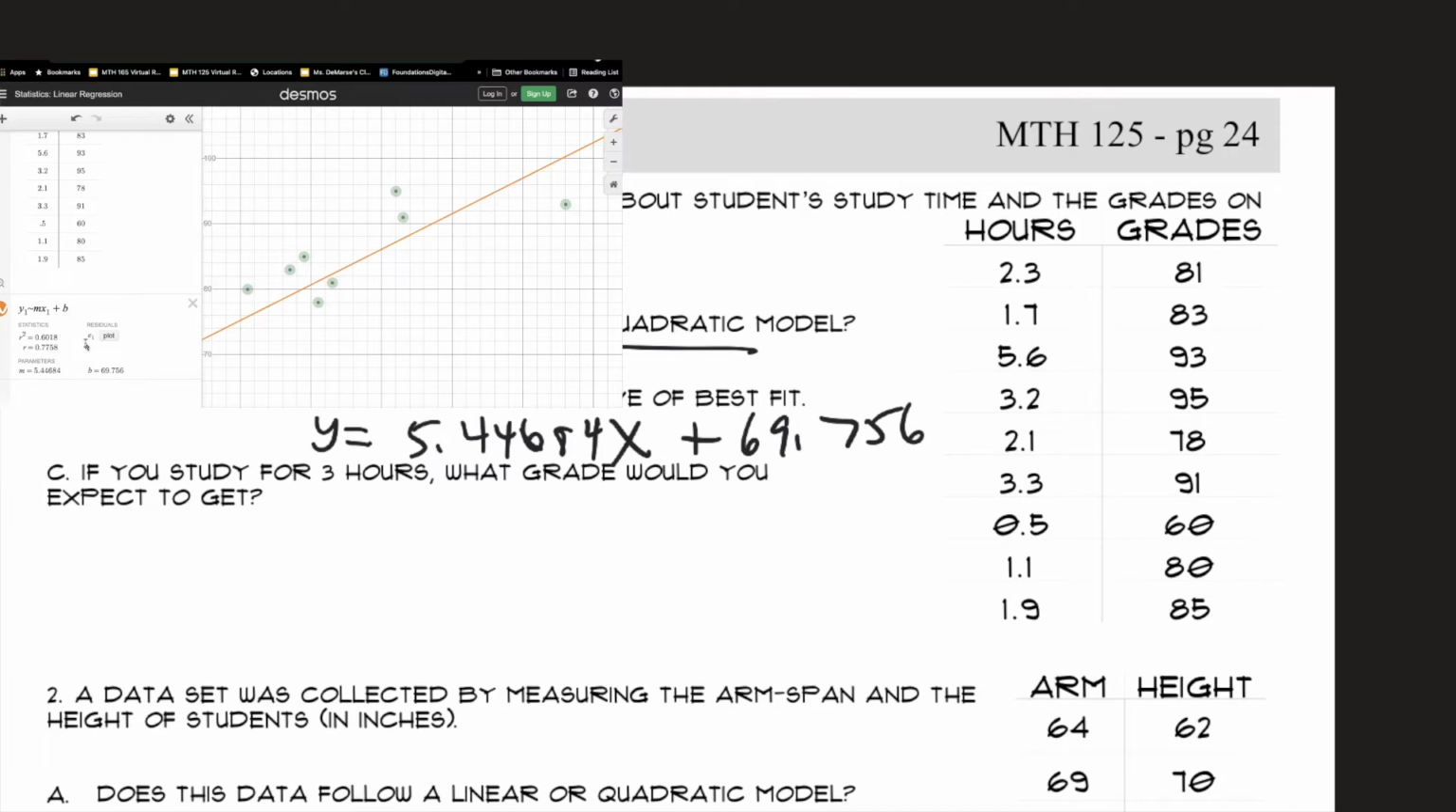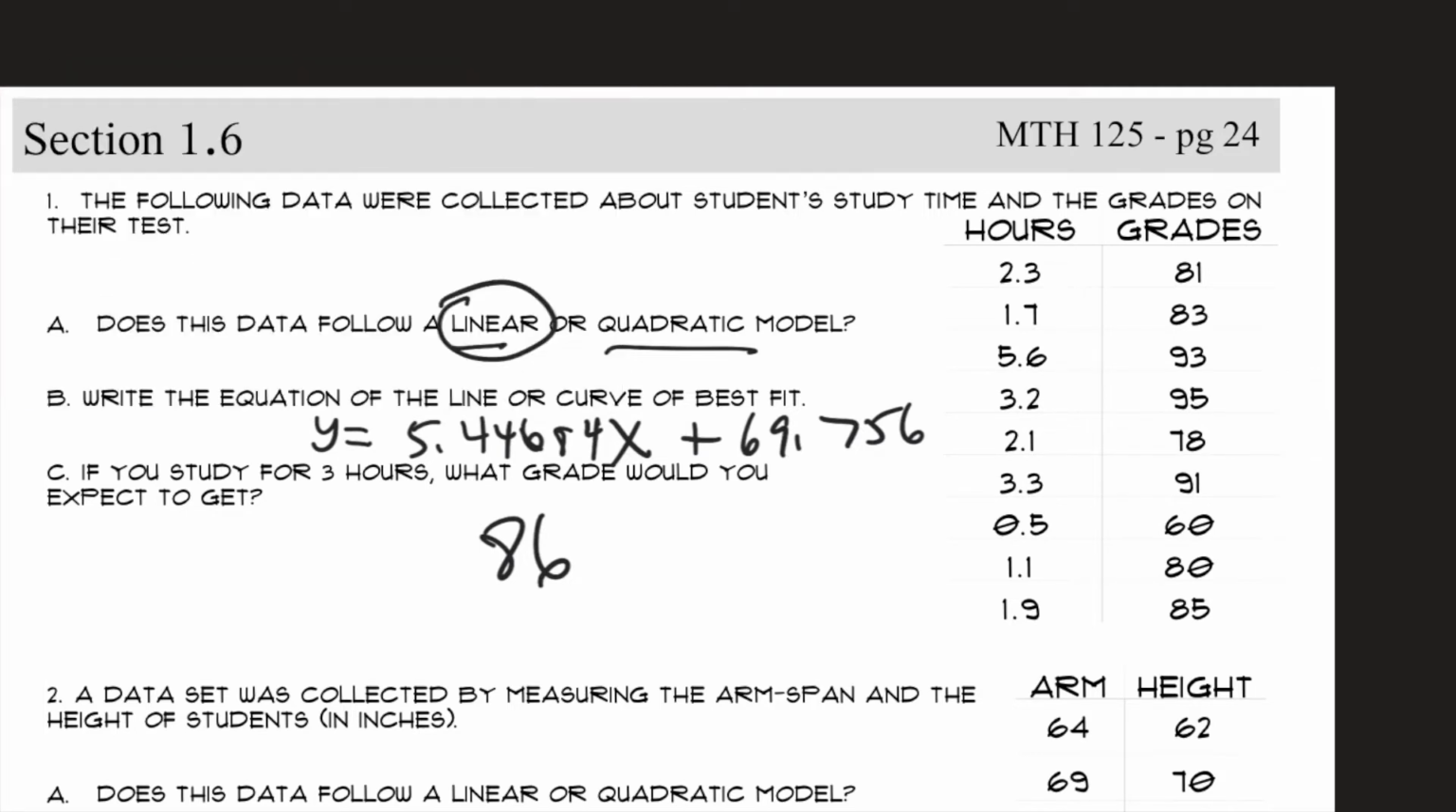Then it asks, if you study for 3 hours, what grade would you expect to get? Remember that hours is represented by x. So if I go back to my window and I say x equals 3, I can just look at the intersection point for that. 3 hours, the prediction is you'll get an 86. So I'm going to go ahead in my notes and write 86. Okay, that's our first example. Let's look at the second one.